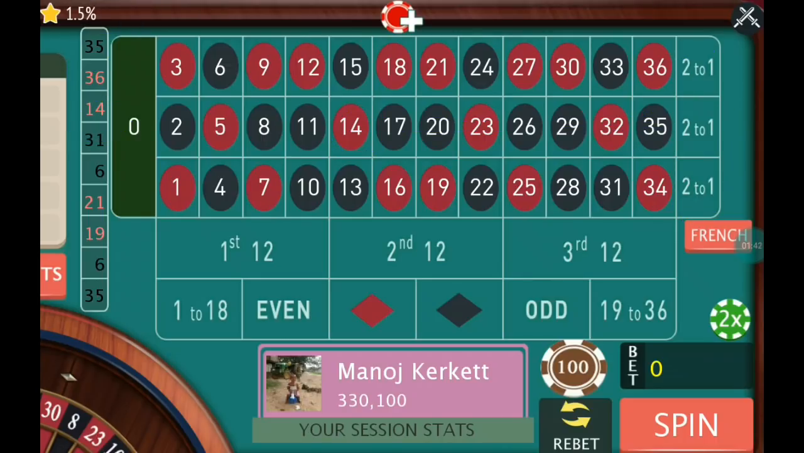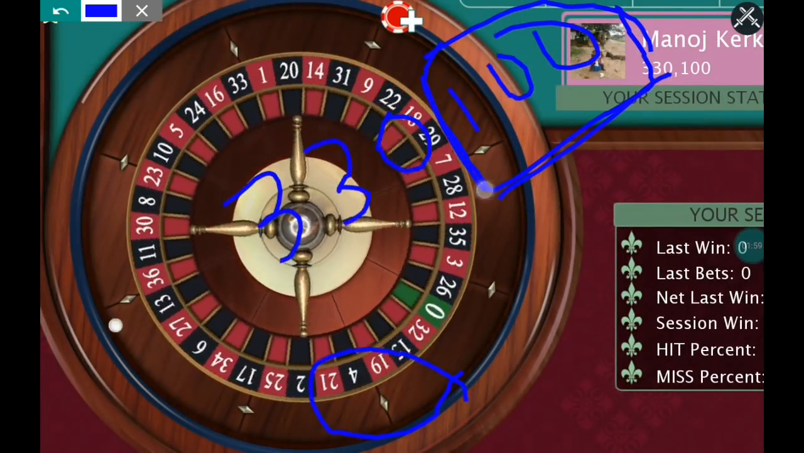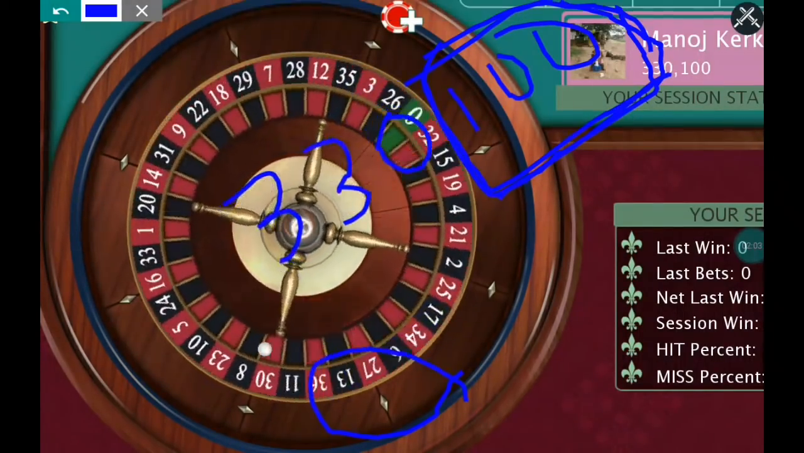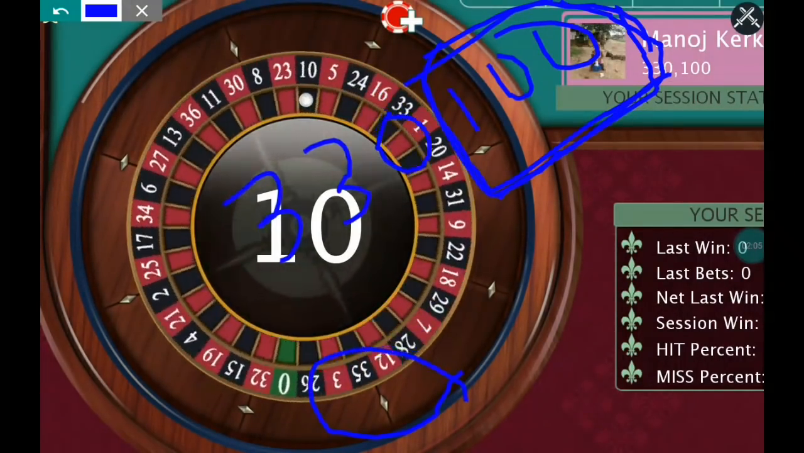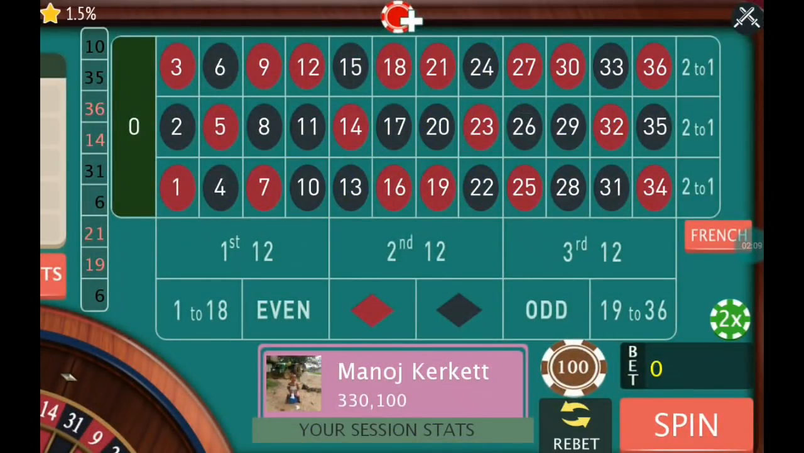So before starting the game, let me show you my bankroll. It's 3,30,100. I will utilize this 100 alone and try to make some profit. This trick is a low risk and low reward trick. You can play for a longer period of time and also make some profit.